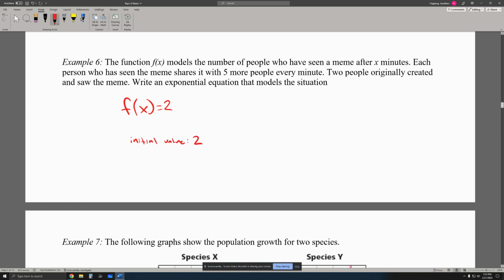Now, every time that they share it, 5 more people see it. Therefore, the number of people viewing the meme is going to be multiplied by 5 every time someone shares it. So therefore, the growth factor is going to be 5. So this can be modeled as 2 times 5 to the power x.